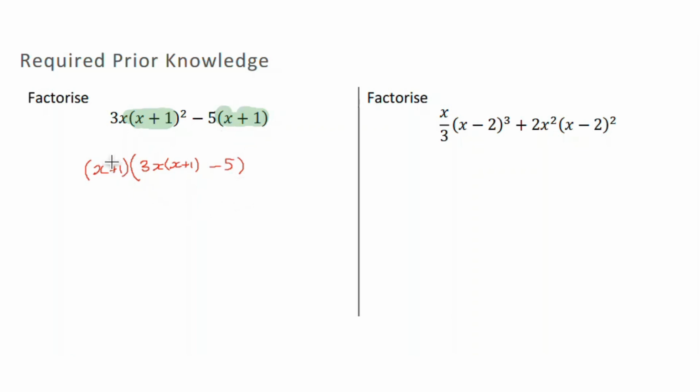If you imagine expanding this, we would get 3x, x plus 1, x plus 1, which is this, and minus 5x plus 1, which is this. We could simplify this down a little bit further inside that second bracket, where we get 3x squared plus 3x minus 5.